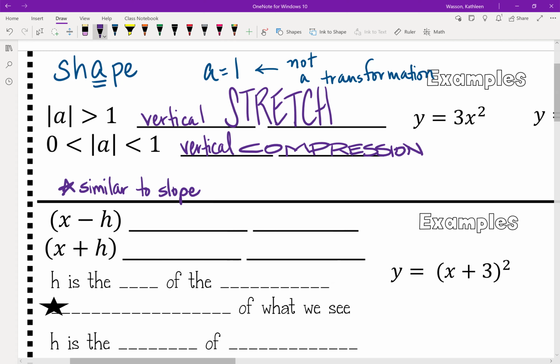It's not slope exactly because it's not a line. We're not going to be graphing a line, we'll graph a curve. So the slope will change all along the whole curve. But you can think of it kind of like how slope works.